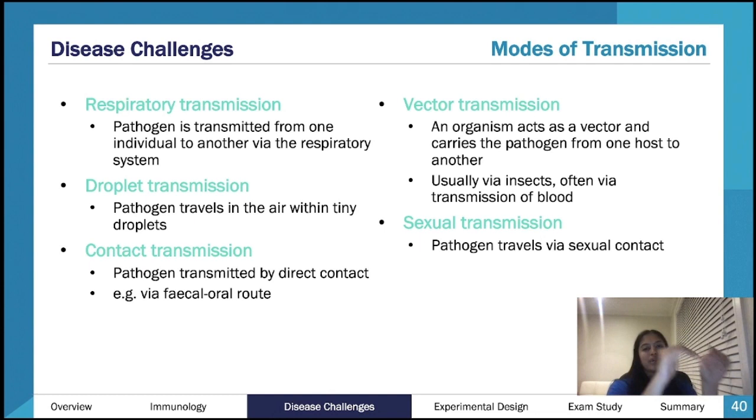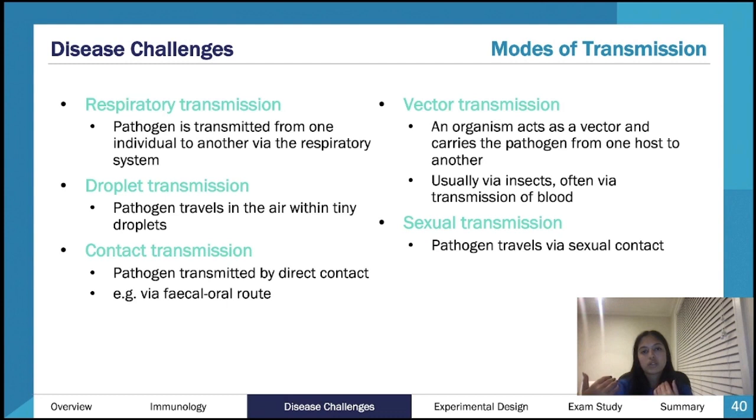Droplet transmission is similar, but a little bit different, in that the pathogen can travel in the air via droplets. So when you sneeze on something and then someone touches it and then touches their face, that's being transmitted via droplets. Contact transmission is via direct contact. So for example, the fecal oral route.